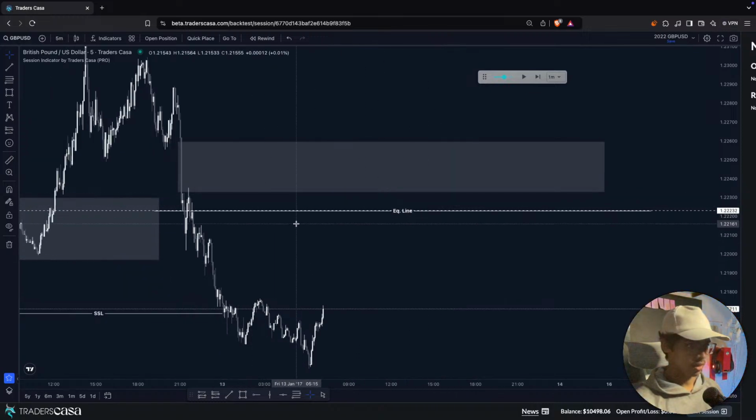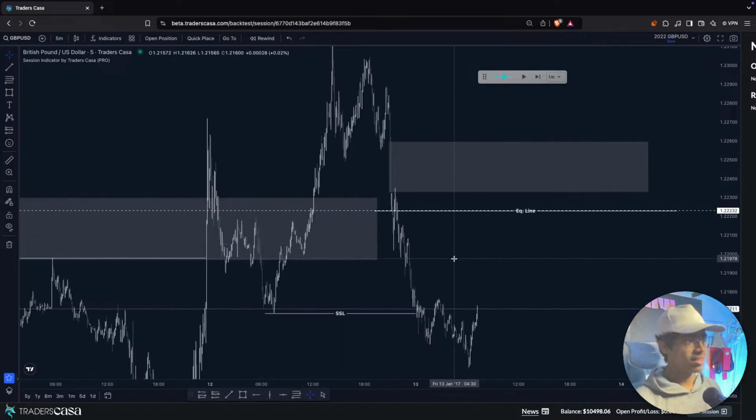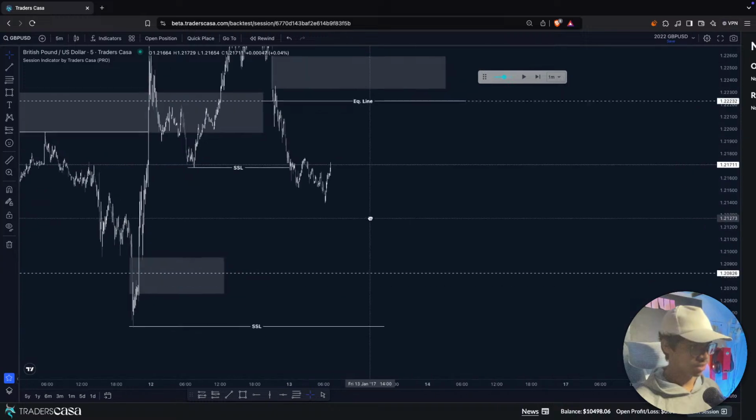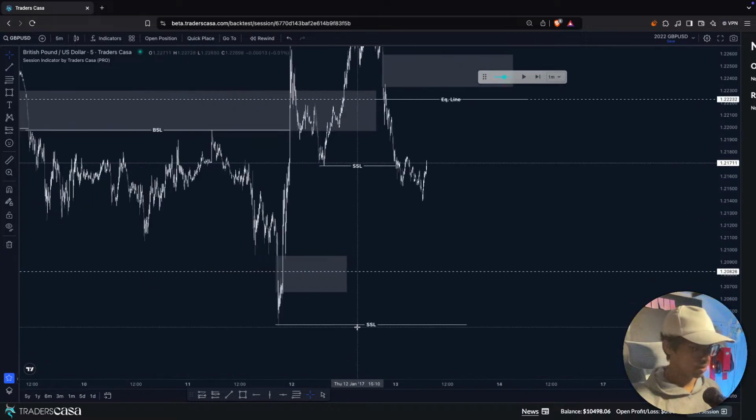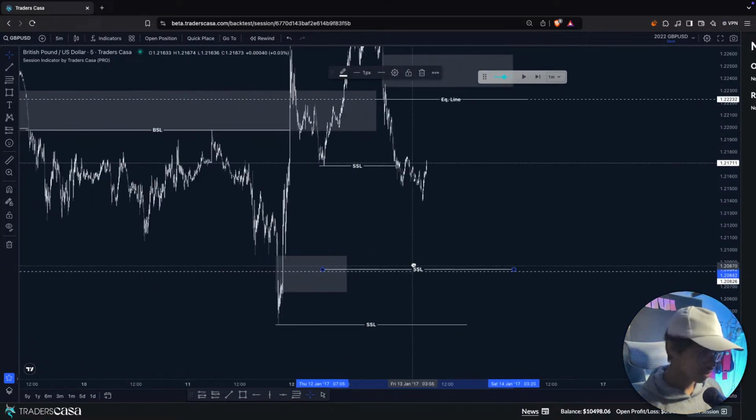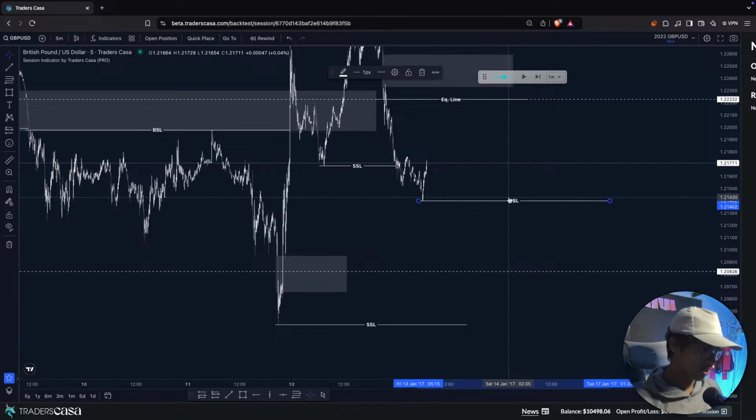The price should reach to this equilibrium point and then it should start channeling downwards again, because ultimate sell side liquidity is this point. I think it will create one sell side liquidity also, like at this point.